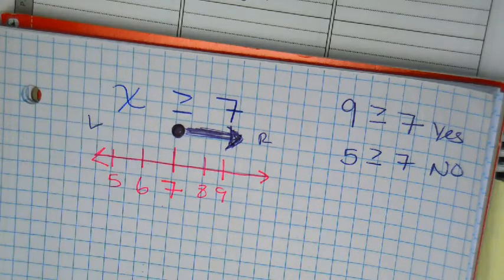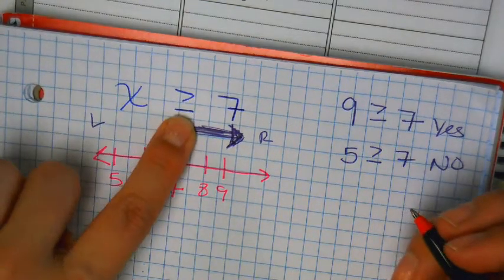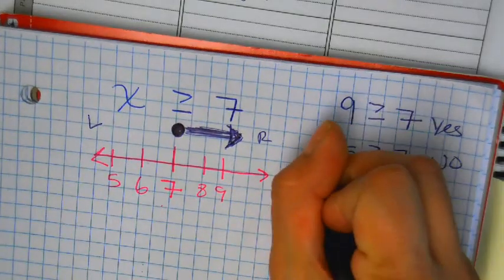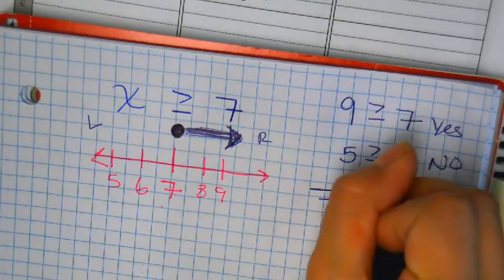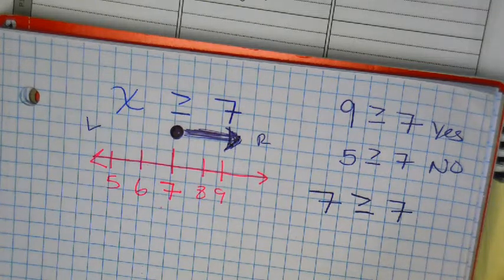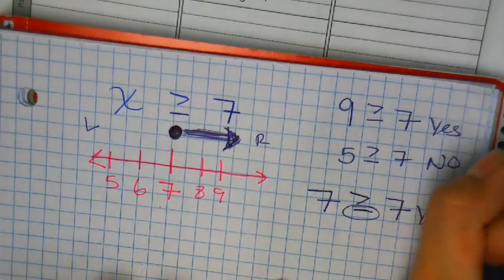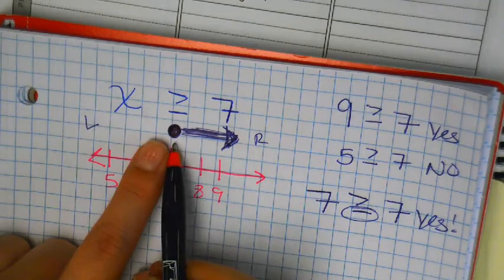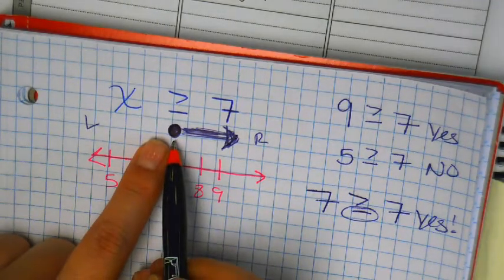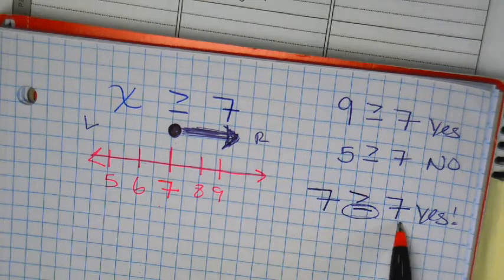Now, why is it closed circle? It has to do with this bottom line. Is 7 greater than or equal to 7? It's the equal to, right? It's this extra part that makes it yes. That's why we have a closed circle, because 7 is actually a possible solution. 7 is greater than or equal to 7.